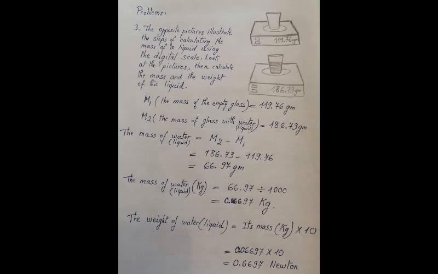مطلوب مني أجيب كمان the weight of this liquid. The weight of the liquid or water equal its mass by kilogram times 10 equal 0.06697 times 10 equals 0.6697 Newton.